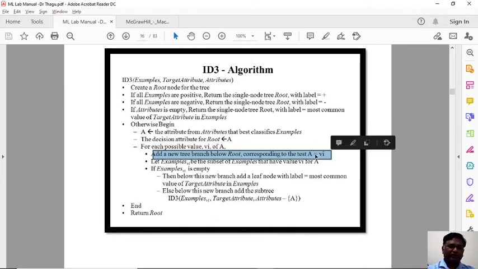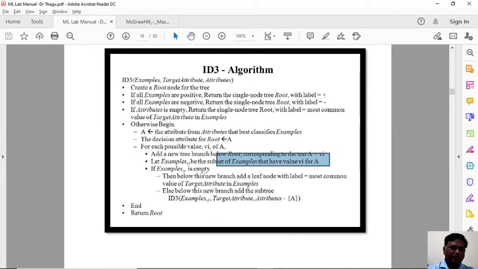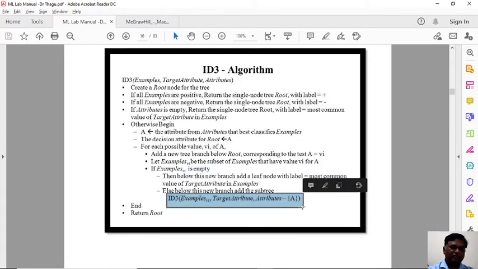Now in our weather data set, we have three values for outlook: sunny, overcast, rainy. So three values are there. After outlook, based on each and every value, the tree will grow. Now we will see the example afterwards. Second point is from the subset, again you repeat the entire process till it becomes empty. If the examples for Vi are empty, then below you add a new branch with the most common value. Otherwise you call the same algorithm recursively by removing the best attribute. You see, this A is removed. Now we will see this algorithm with an example.